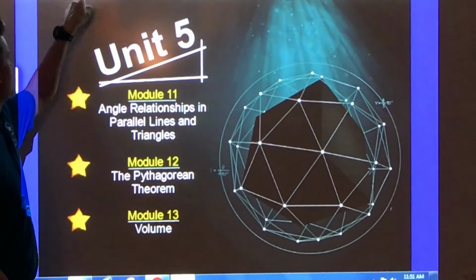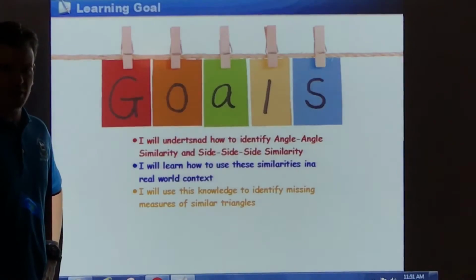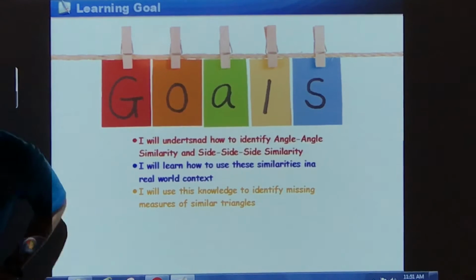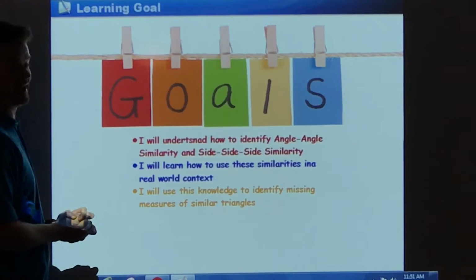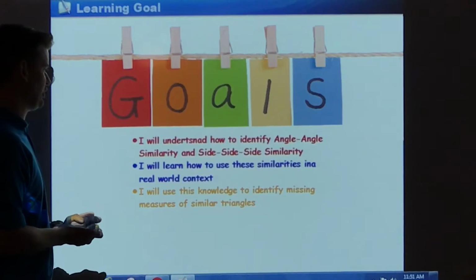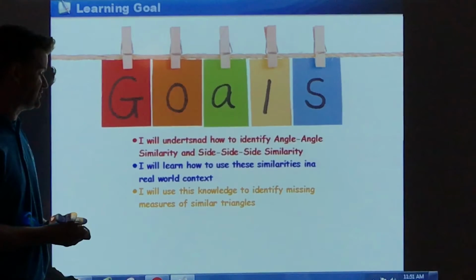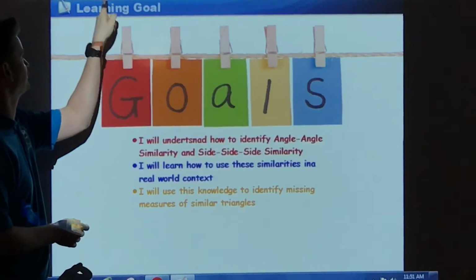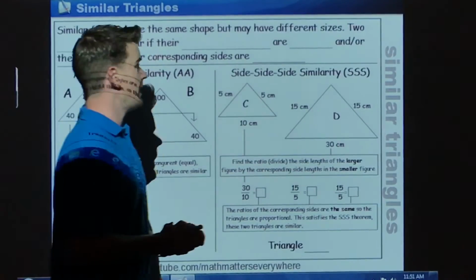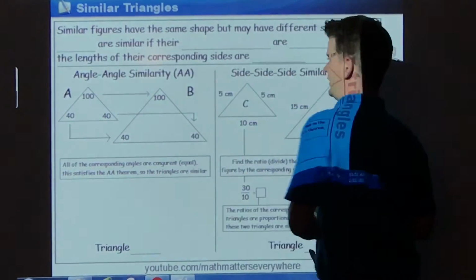All right, so today we will understand how to identify angle similarity and side similarity. We'll learn how to use these similarities in a real-world context, and then you'll use this knowledge to identify missing measures in similar triangles. So, we're going back to our old friend, similarity.